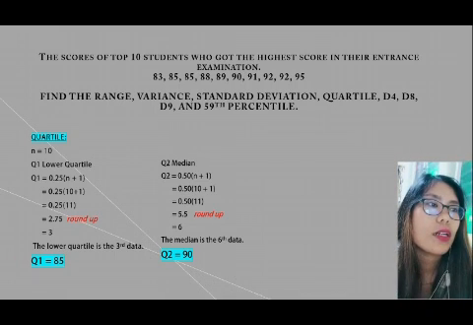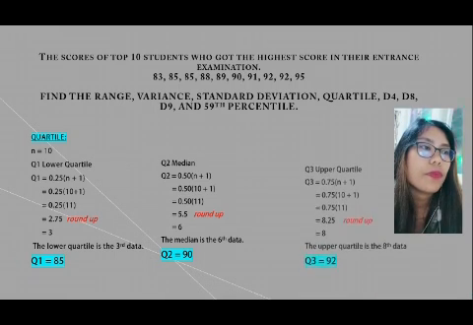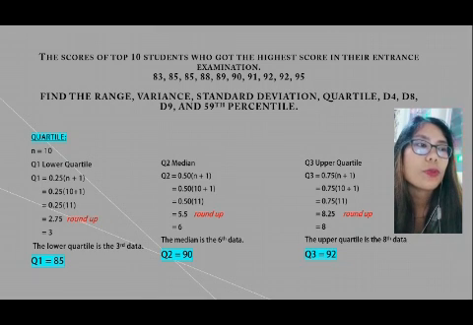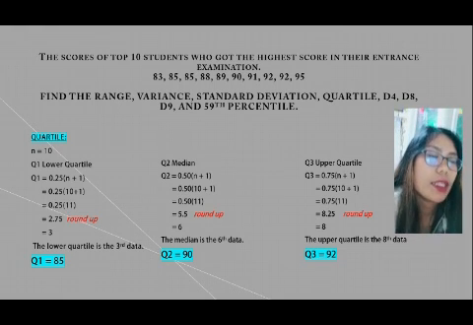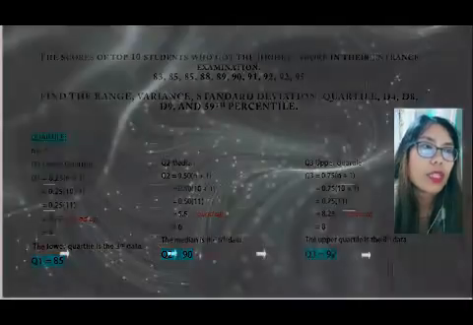Next one, for the upper quartile, Q3 is equivalent to 0.75 times n plus 1, 0.75 times 10 plus 1, 0.75 times 11 is equal to 8.25. So round up, we're going to have 8. So the upper quartile is the 8th data, which is 92. Q3 is equivalent to 92.